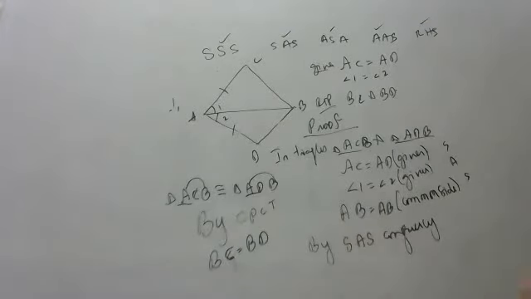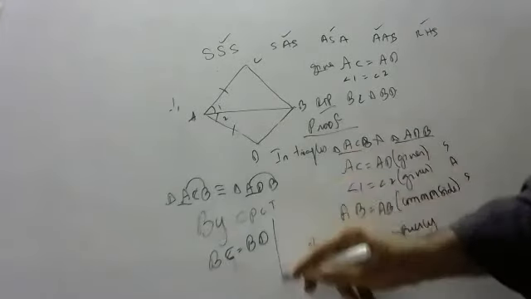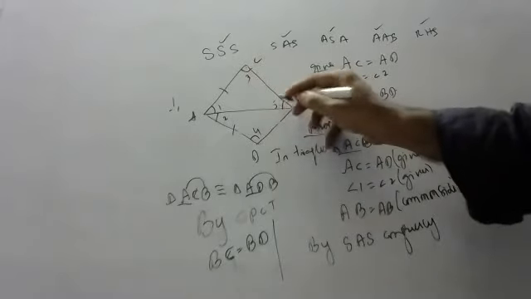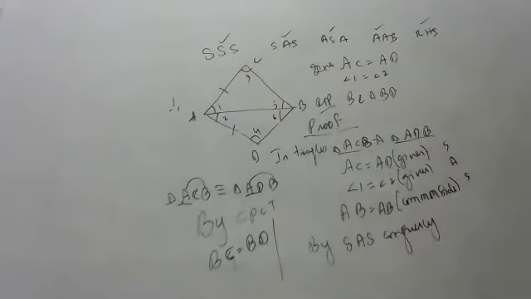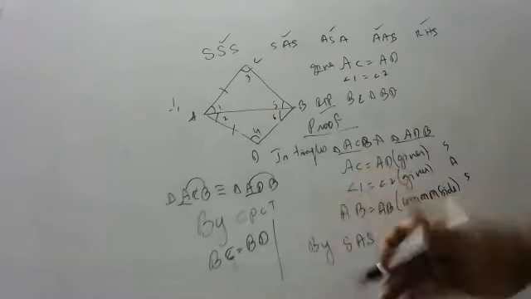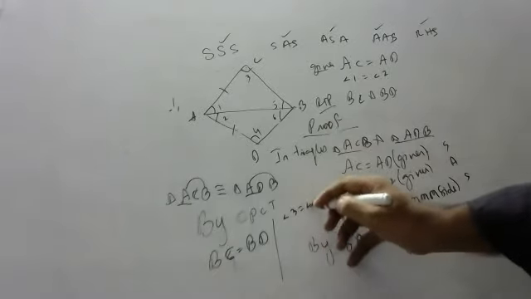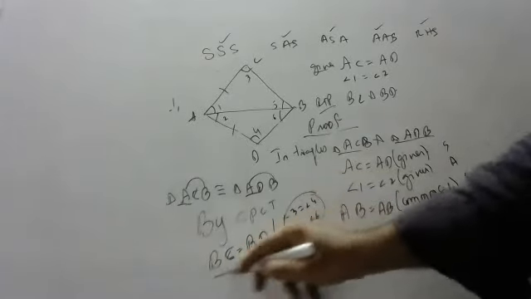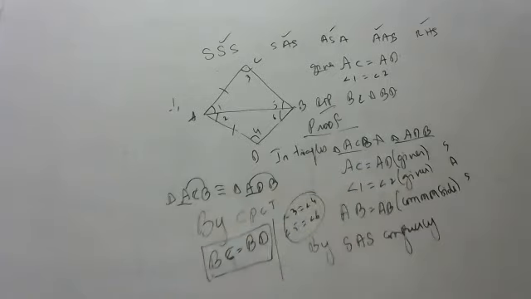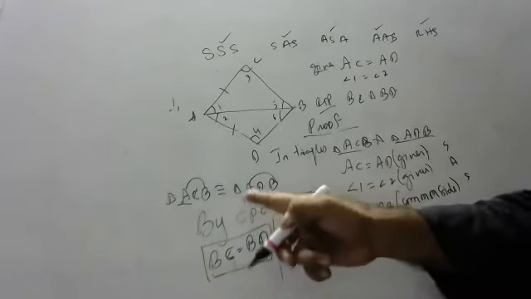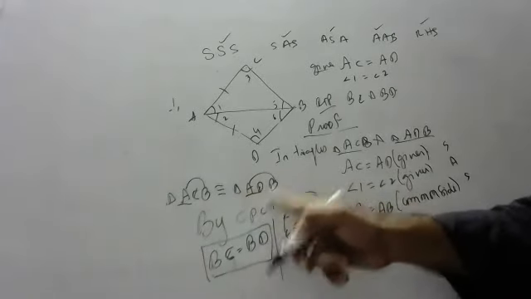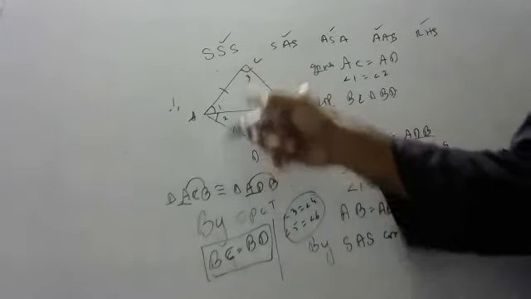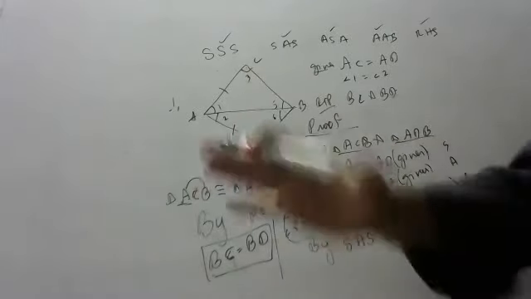And what else we can say? If you want, though they did not ask, angle 3 is equal to angle 4 we can say. Angle 5 is equal to angle 6 also we can say. But he didn't ask that. He asked only about this. That's why I'm showing. By CPCT, you should write. By CPCT means corresponding parts of congruent triangles. All sides and all angles are equal.